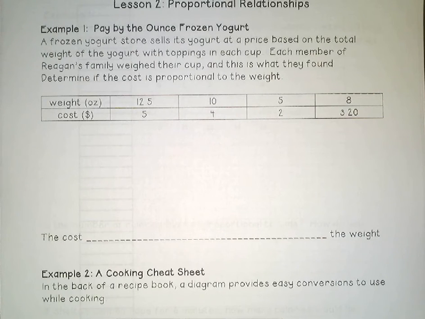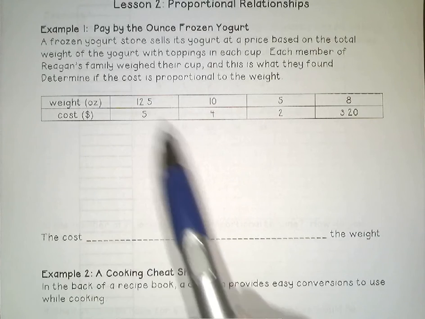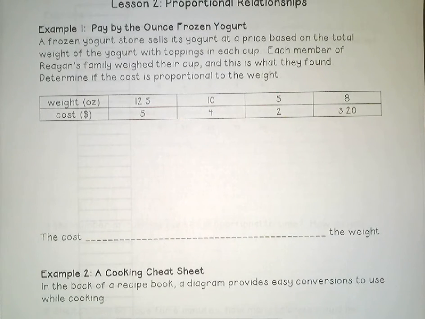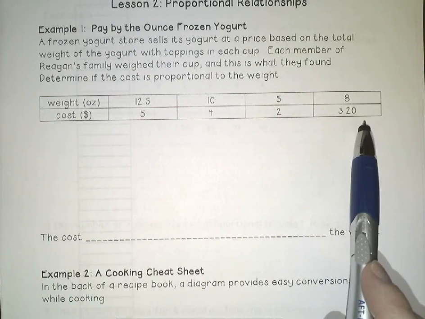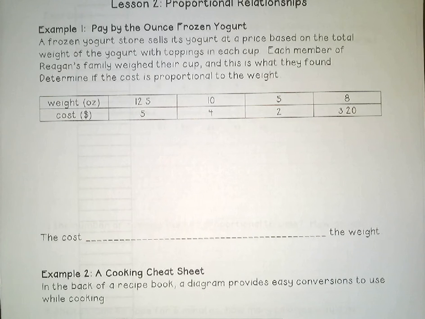Pay by the ounce frozen yogurt. A frozen yogurt store sells its yogurt at a price based on the total weight of the yogurt with toppings in each cup. Each member of Reagan's family weighed their cup, and this is what they found. Determine if the cost is proportional to the weight. So here we have 4 members of the family, 1, 2, 3, 4, who got their cups of yogurt, and this is the weight of the yogurt, and that's how much they paid. Now let's see if the cost is proportional to the weight.